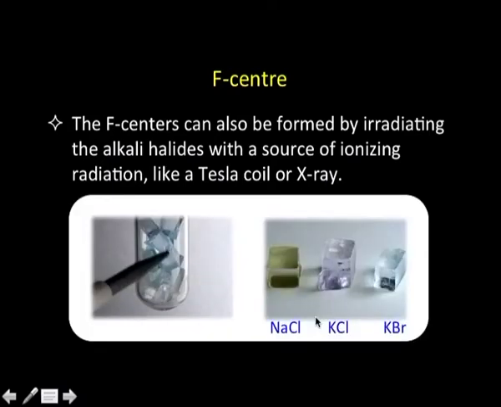Now, this is one typical demonstration. We have certain crystals in this test tube, and these crystals are being irradiated by a Tesla coil, which gives high energy radiation. As a consequence, if I take a sodium chloride crystal, we get a yellowish material. For KCl we get this coloration, and for KBr a different coloration. So, essentially, when an alkali halide is irradiated with high energy radiation, we can get these defects.